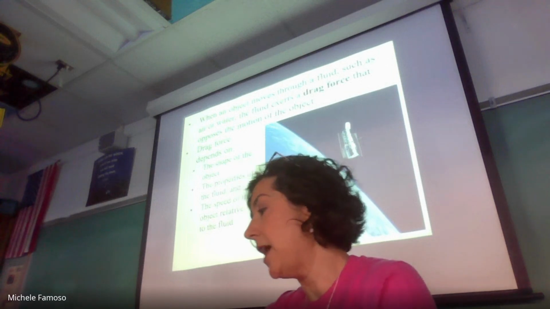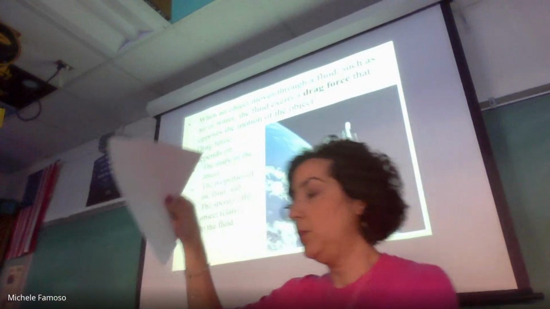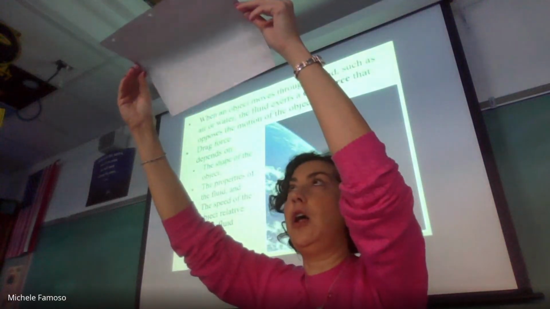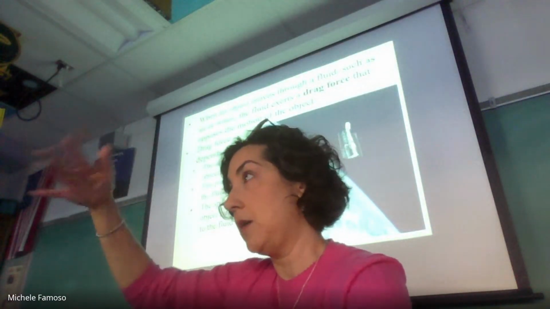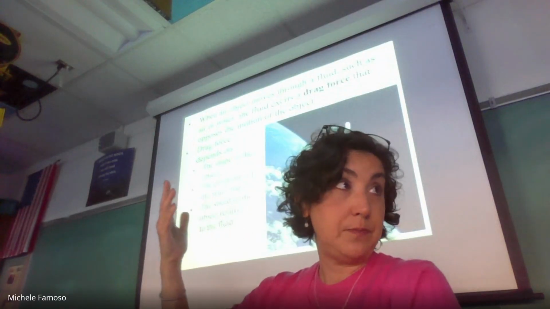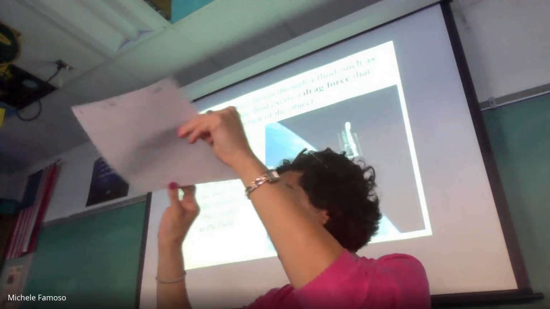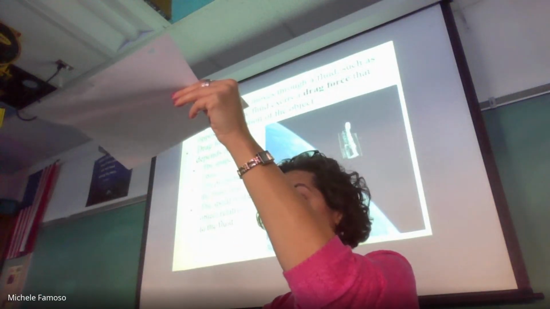To demonstrate that, I'll do a couple of experiments with you. Here's a piece of paper. I'm going to let it fall. You can easily see it swaying back and forth. What's causing that? Air drag, or air resistance, opposing its motion. That's coming from this piece of paper's surface colliding with the air molecules that you can't see.